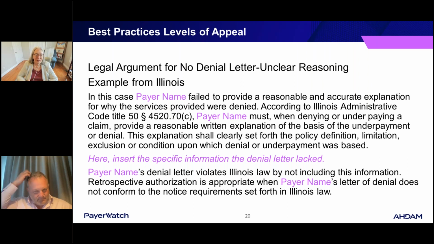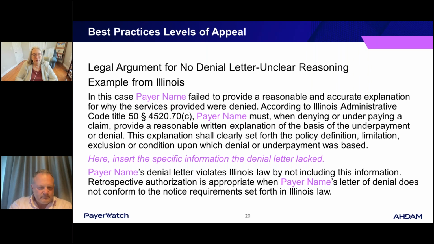So this is a legal argument that our legal team put together for us. This is an example from, I just picked Illinois, the state I live in. Every state's going to have regulations on the books. You can go to your state's Department of Insurance, and sometimes they're called something other than the Department of Insurance, and find the regulation that applies to your particular state.